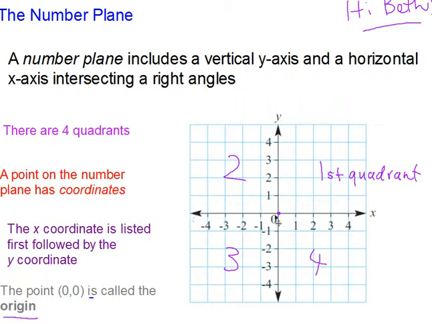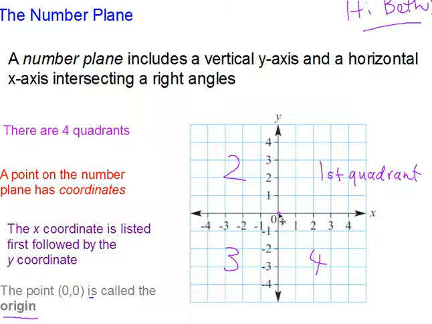The number plane includes a vertical y-axis. We call this the y-axis and this the x-axis in the number plane. So it creates a two-dimensional space in which we can plot points. The y and the x-axis intersect at this point here, 0, 0, and that point is called the origin.